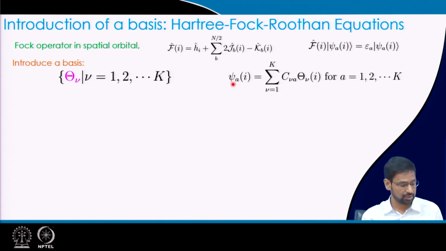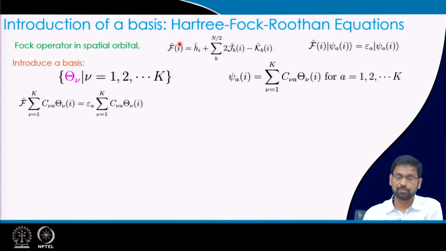Alright. Now we will put this information into the Hartree-Fock equation that we have written down. Here I have the Fock operator acting on the molecular orbital, giving me the molecular orbital energy times the orbital. Wherever I have this molecular orbital psi a, I would replace it with this basis expansion. So let us do this. On the left hand side, instead of psi a, I have written c nu a theta nu, and on the right hand side I have done the same thing.